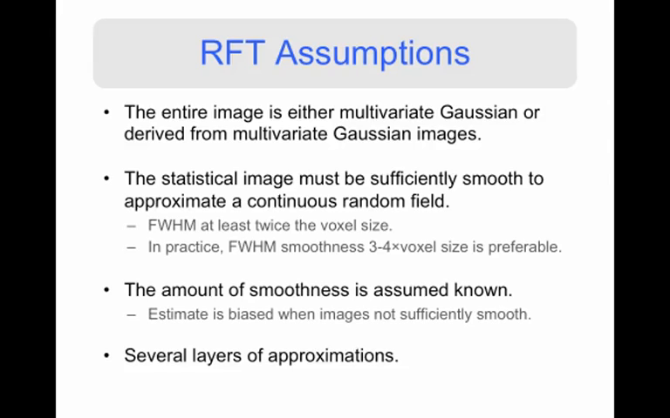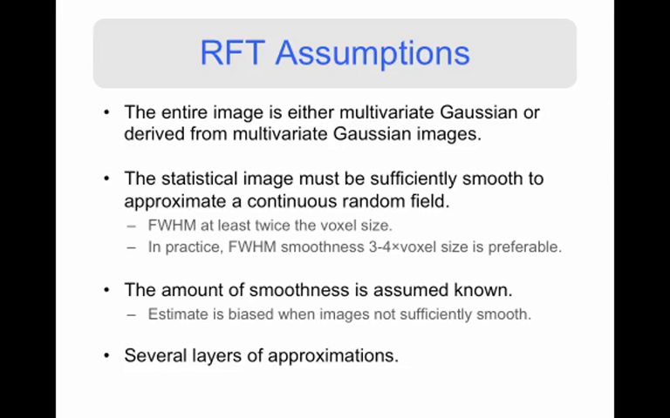So in practice, we have to spatially smooth the data before applying Gaussian random field theory, using a full width half maximum of about 3 to 4 voxel sizes. Third, the amount of smoothness is assumed known, so the estimate is biased when images are not sufficiently smooth. And four, as you saw, there were several layers of approximations that went into getting this result.